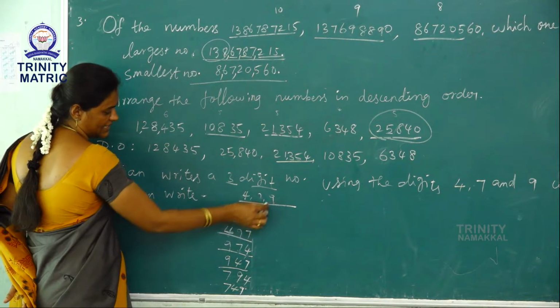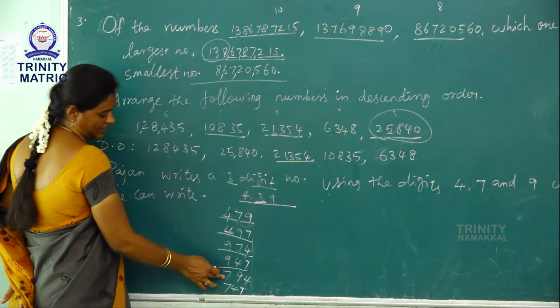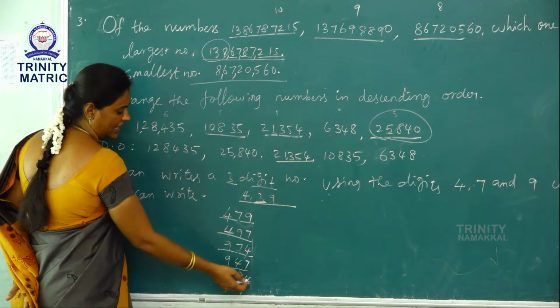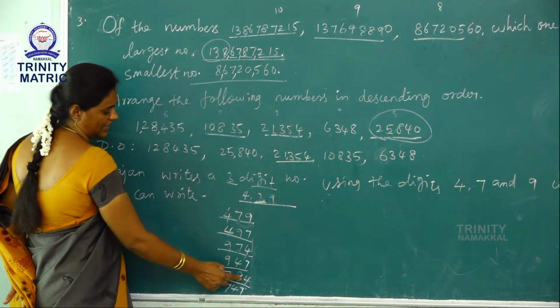Next one is, we take 7 as the first number. Then you write the remaining two numbers, 9, 4. That is 794.